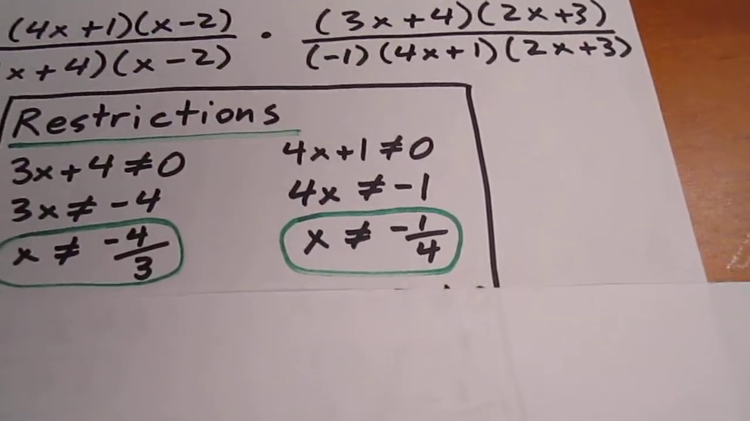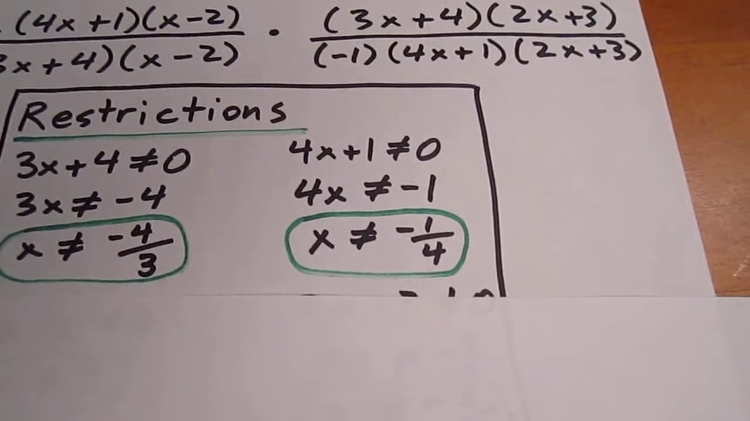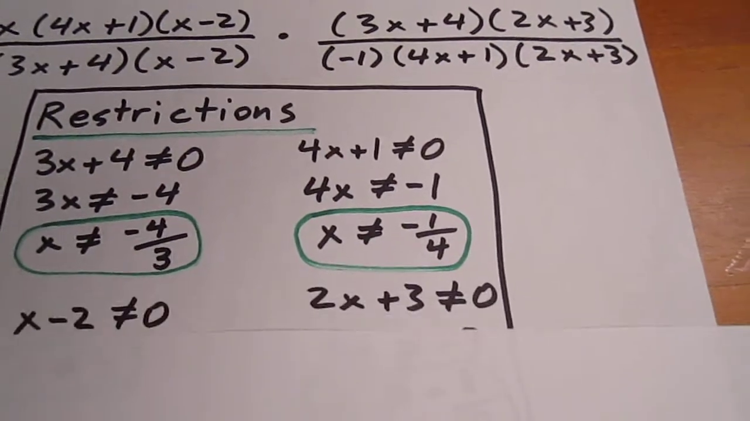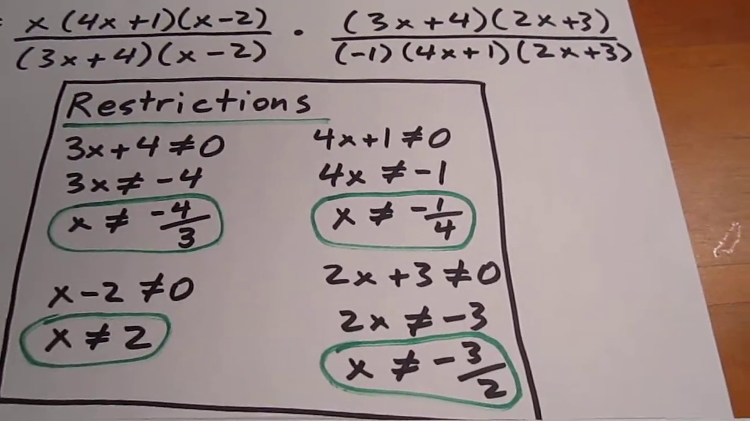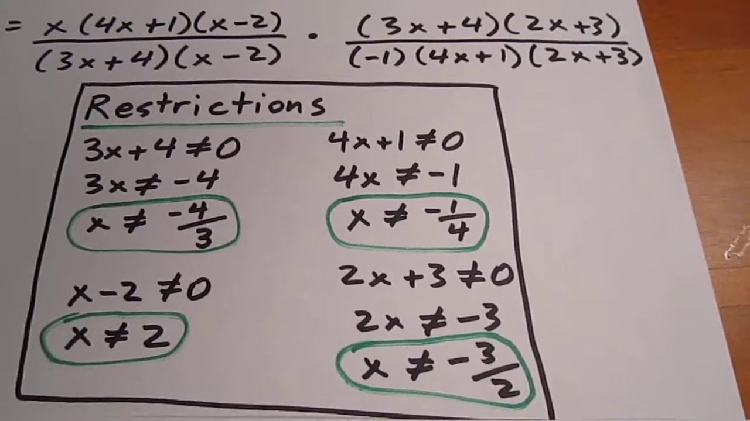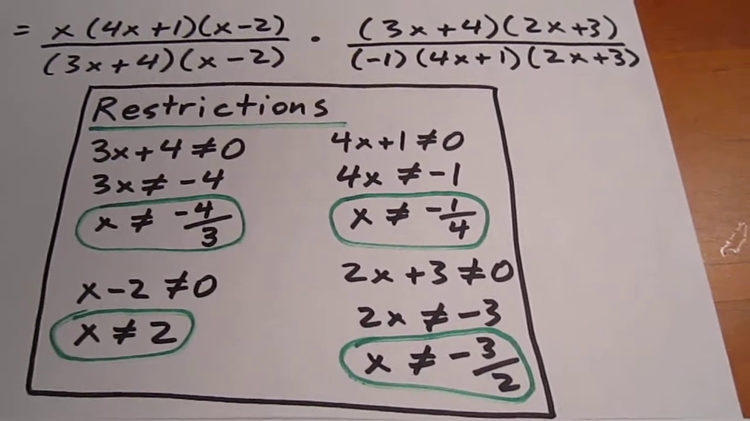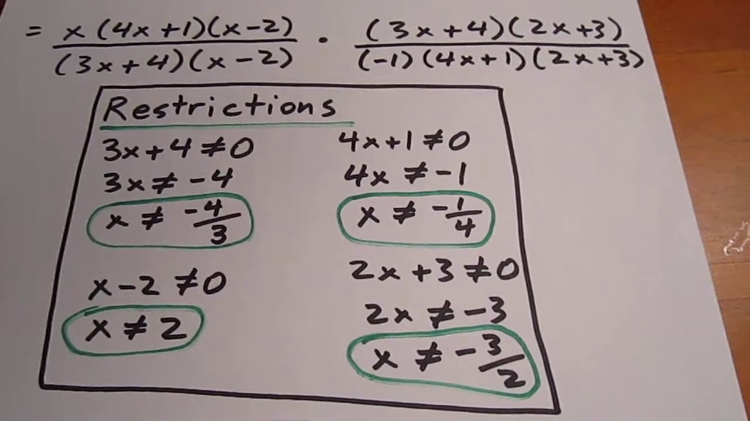4x plus 1 cannot equal 0, which, isolating x, leads to x not equaling negative 1/4. And 2x plus 3 cannot equal 0. Isolating x leads to x not equaling negative 3/2.